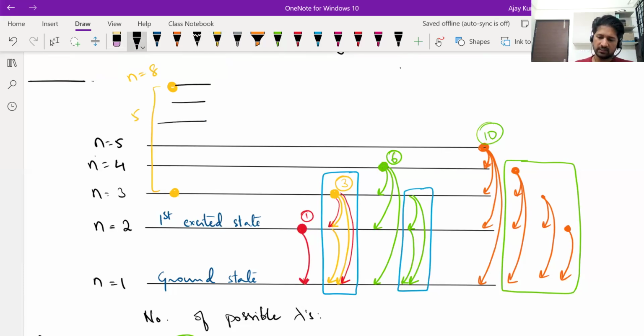Now 8 to 3, the number of different possibilities will be the same as 7 to 2, and also the same as 6 to 1. And you have a formula for this. The number of different jumps depends only on the number of levels. So the jumps possible from 8 to 3 will be the same as from 7 to 2, and the same as from 6 to 1. And you know how to calculate 6 to 1. Good question anyway. Such questions can also be asked.